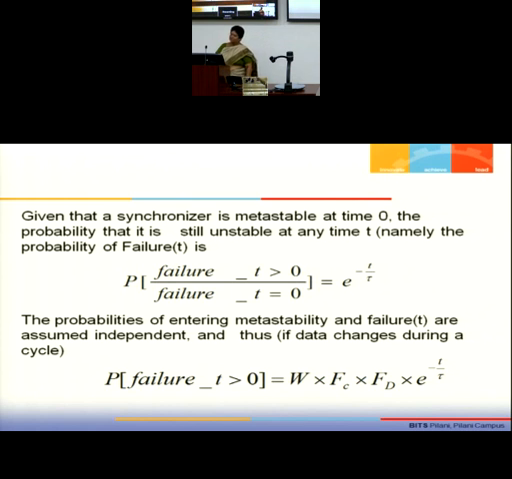So the total probability that you will enter metastability, and once you enter metastability there would be a failure, is given by this expression: W into FC into FD e to the power minus t by tau. This gives you the probability of failure, where the system can enter into a failure mode, for t more than 0, assuming that the clock is coming at t equal to 0th instant.